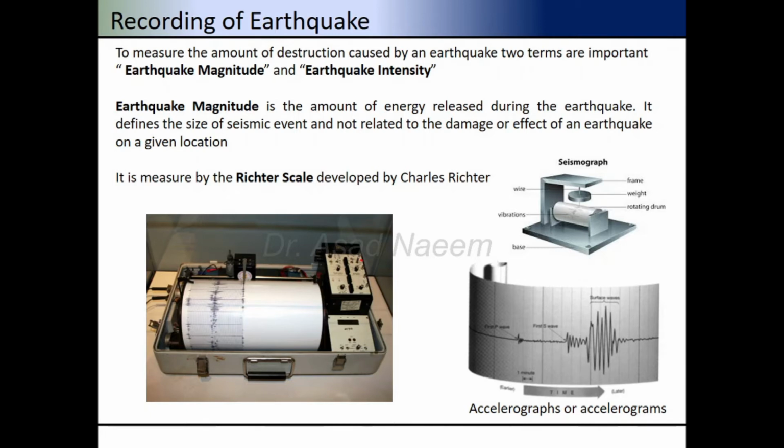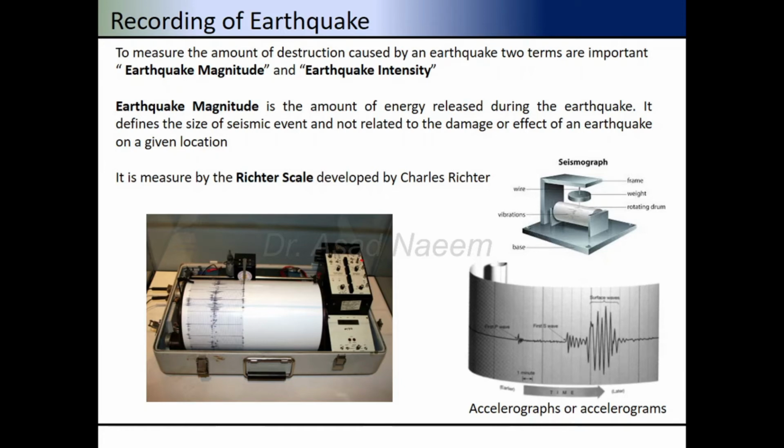Recording of an earthquake. The amount of destruction caused by an earthquake can be measured in two terms. One, earthquake magnitude, and another is earthquake intensity. They both are different. Earthquake magnitude is the amount of energy released during an earthquake. It defines the size of the seismic event and is not related to the damage or effect of an earthquake on a given location. It is measured by the Richter scale, which was developed by Charles Richter.